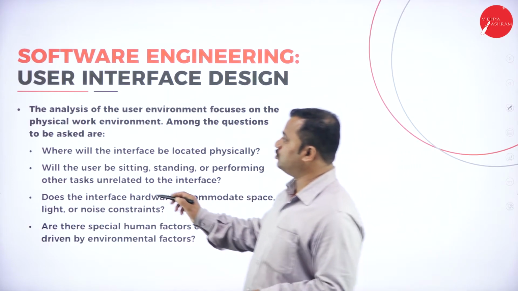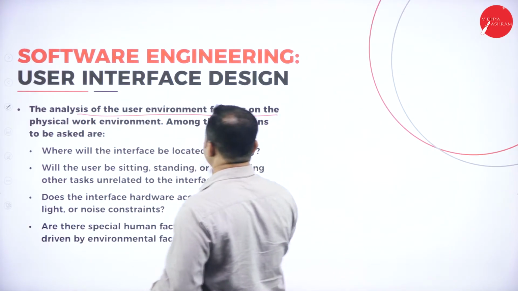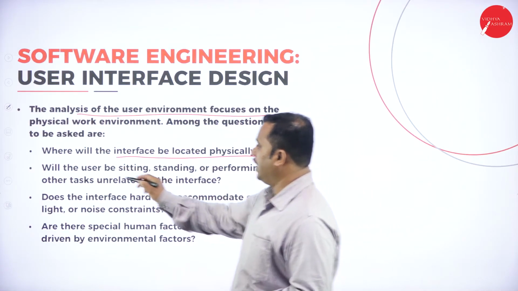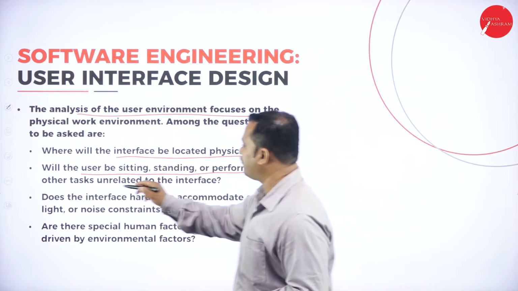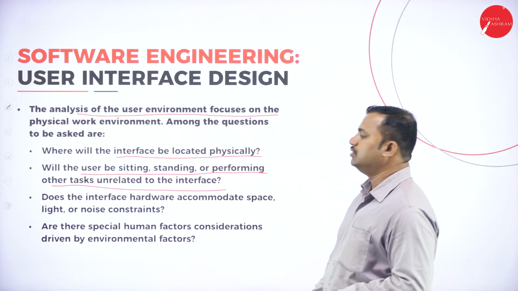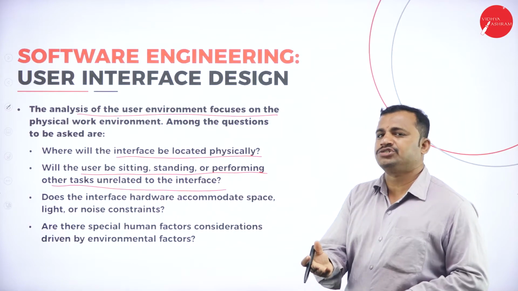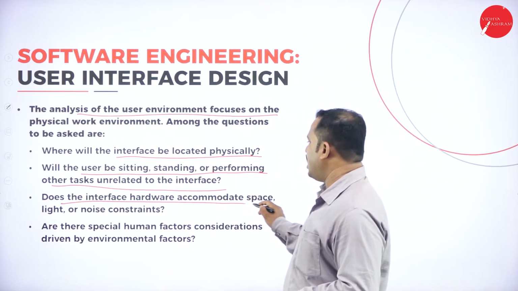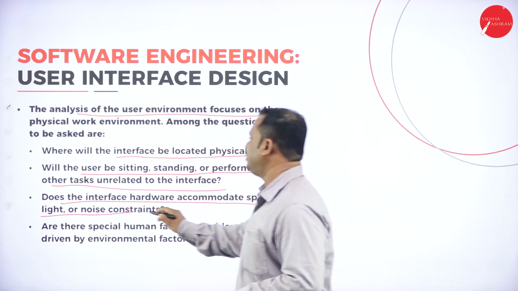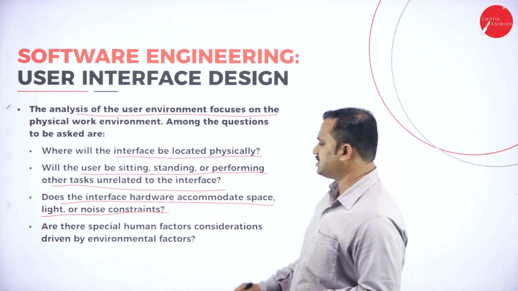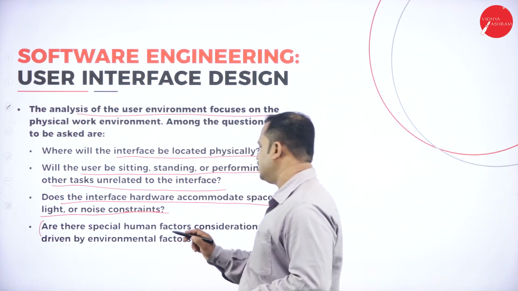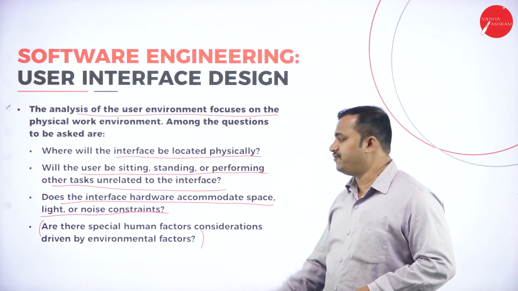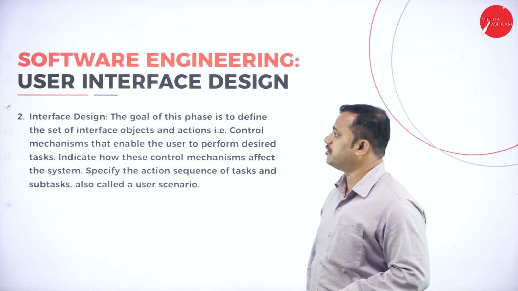Moving on to phase 2, there will be an analysis phase. That is, where will the interface be located physically? Will the user be sitting, standing or performing other tasks unrelated to the interface? That means a task which is not related to the user interface is not considered at all. Then, does the interface hardware accommodate space, light or noise constraints? All these are certain types of constraints which are considered here. That is, environmental factors, which include the operating system defined for this. All these are certain types of environments.